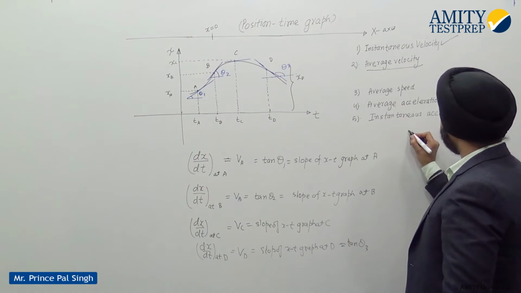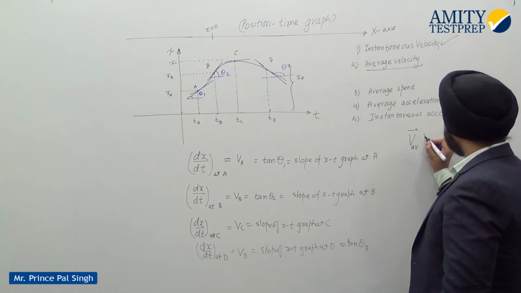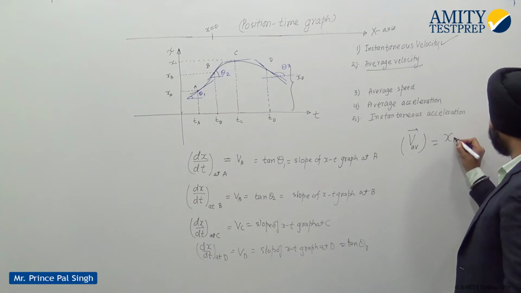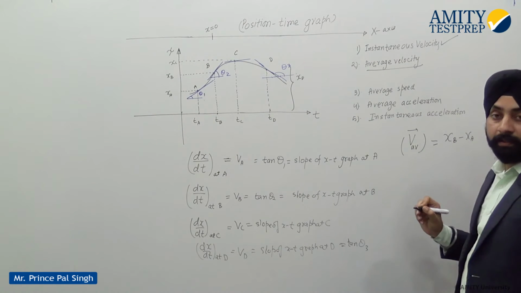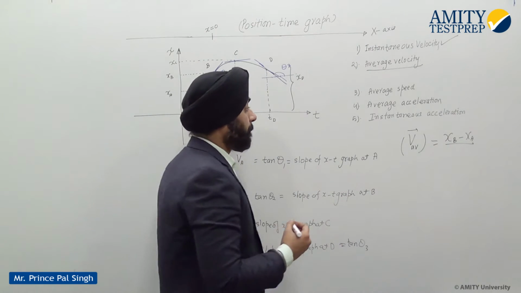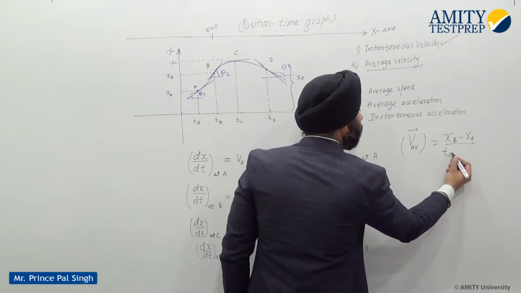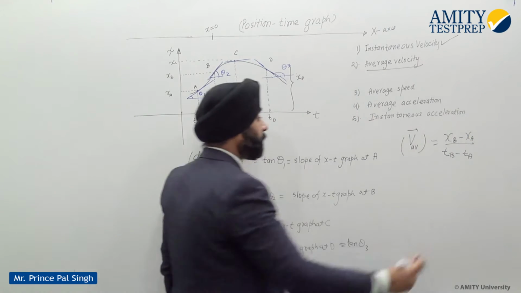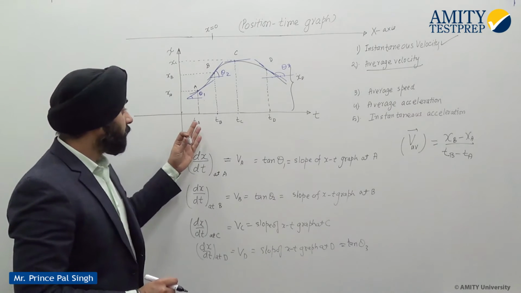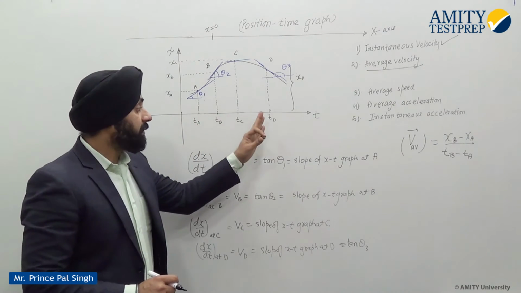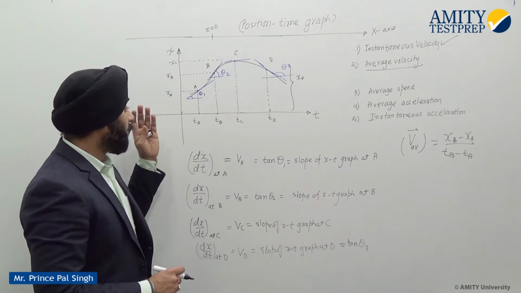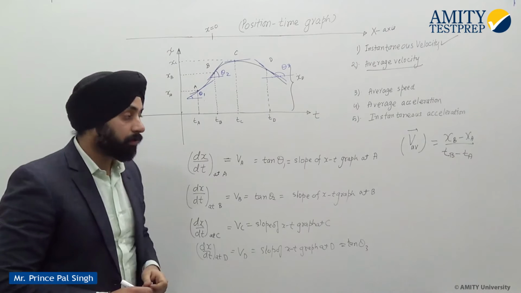So V average from A to B is equal to XB minus XA, the displacement, divided by the time taken, TB minus TA. In the same way, you can find the average velocity from any starting instant to any ending instant. You can find the average velocity from TA to TB. You can find the average velocity from TA to TC also.